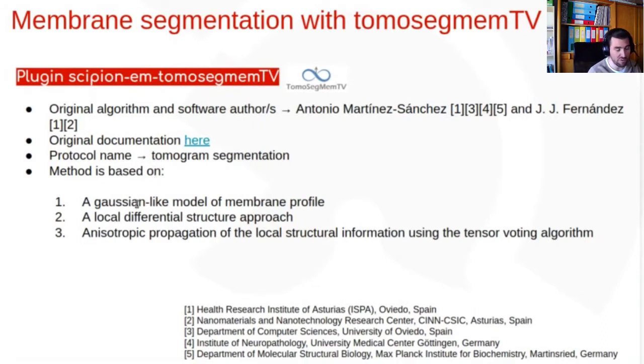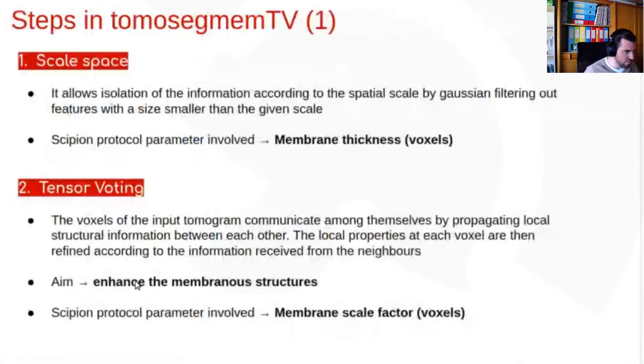The protocol we are going to use is tomogram segmentation inside that plugin. And it's based on three main points, which are a Gaussian-like model of the membrane profile, a local differential structure approach, and an isotropic propagation of the local structural information using the tensor voting algorithm. A lot of very complex stuff and words, but we'll see in an example where I have tried to offer a conceptual idea of how to interpret all these parameters. We'll see later.